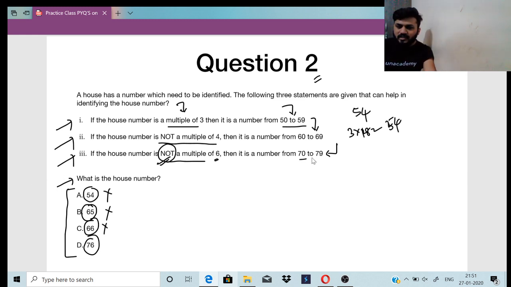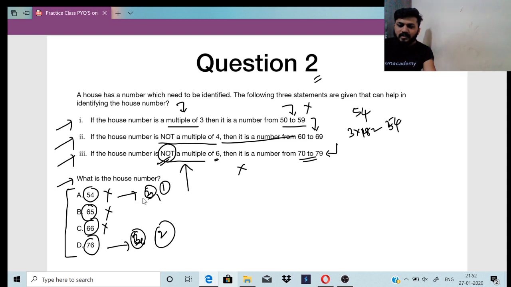70 to 76 are in these numbers. It is not a multiple of 6, wrong. It is not a multiple of 3, wrong. It is a multiple of 4. So this one follows only one statement, whereas option A follows two statements, right? This one follows both the first and the third statement, but our 76 option follows only statement 2, right? This one follows both statements 1 and 3. This one follows only statement 2. We need a house number which follows only one statement, right? Only one statement.